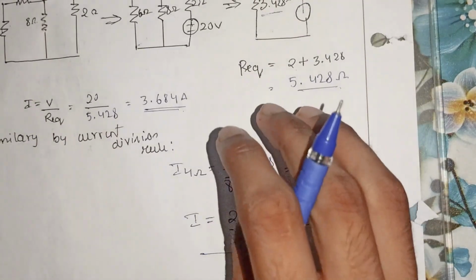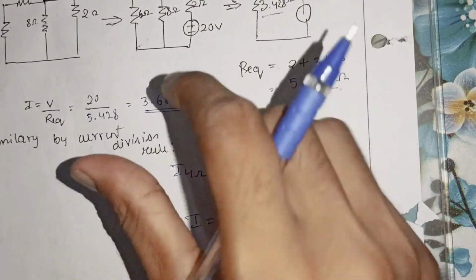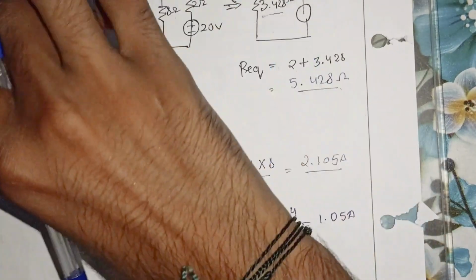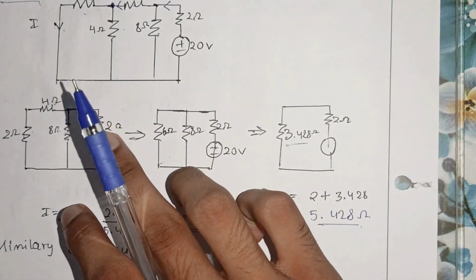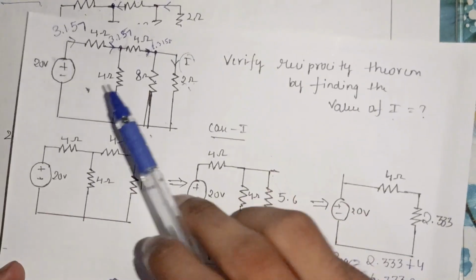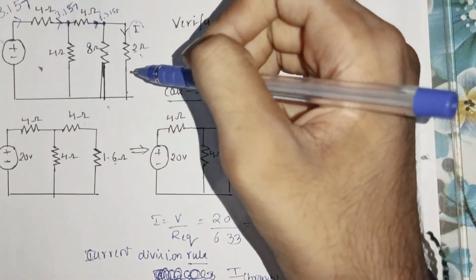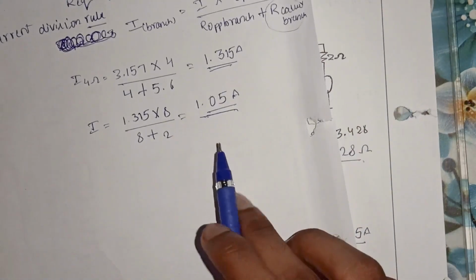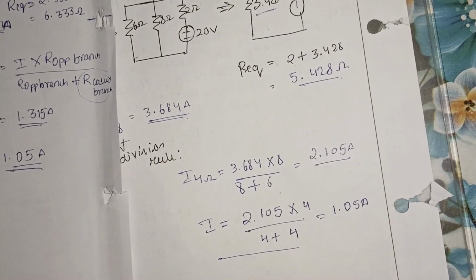The main part of the reciprocity theorem is that you have to verify it by interchanging the parameters, that is your 20 volt source, which was earlier in the first question. Now we can see here that the current I flowing through your 2 ohm is the same as the one calculated in the first case. Hence we can write that the reciprocity theorem is verified.